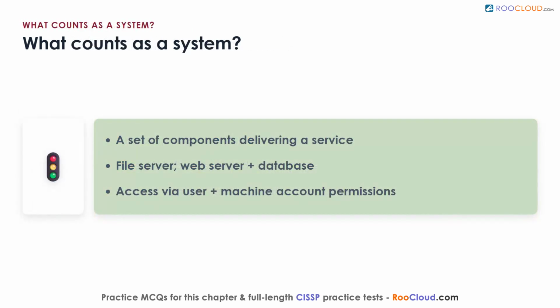What counts as a system worth protecting? A system is any set of components that delivers one or more services. A single file server that hosts shared documents is a system. So is a web server paired with a database to run an online store. You control access to systems through the permissions assigned to user and machine accounts. Think of a system as a working machine on a factory floor. Only trained operators get the keys to run it.